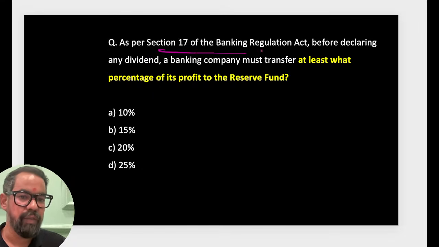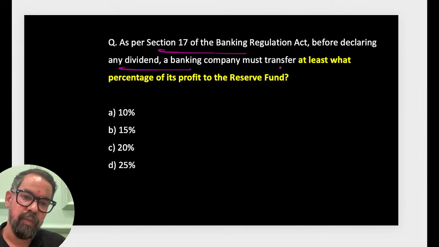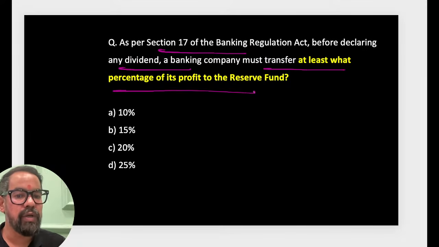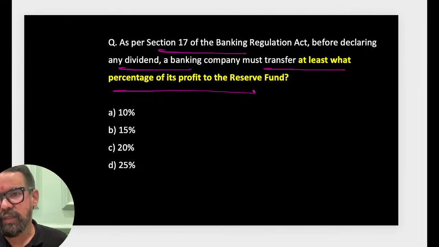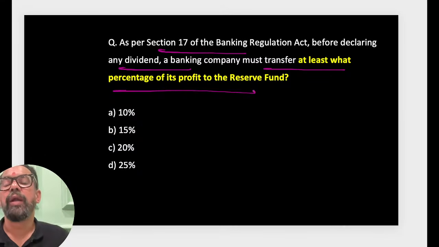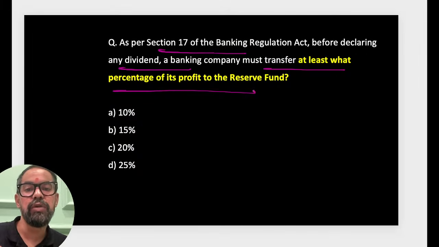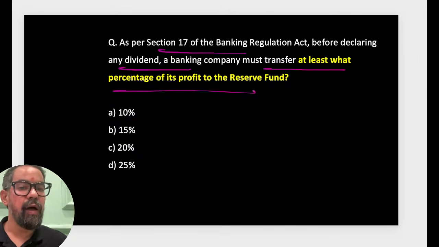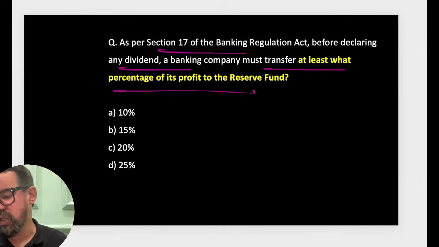Section 17 of the BR Act. Before declaring any dividends, a company must transfer at least what percentage of their profit to the reserve and surplus fund? Let's say during a period you made a net profit of 100 crore rupees. Before declaring the dividend, you have to transfer a certain portion to your reserve funds, which we can use at the time of a banking downturn or some stressful situation.